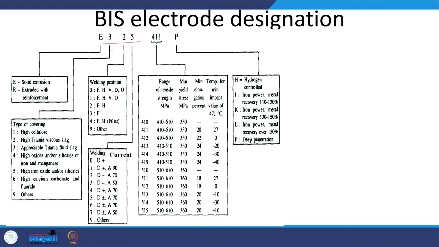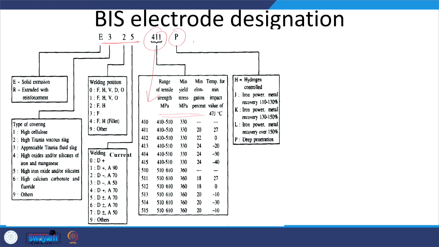The first 3 digits indicate the type of coating, welding position and the type of current. And then the set of last 3 digits indicate the minimum tensile strength that it can offer, apart from the combination of other mechanical properties like yield strength, elongation and the impact toughness.